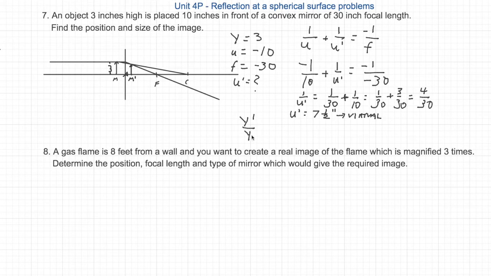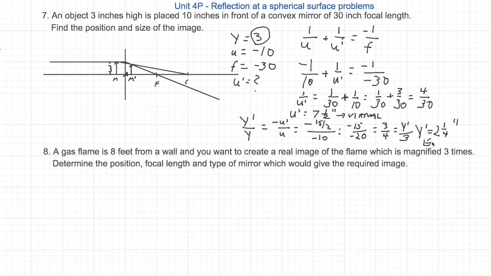Now they want the size, so y prime over y equals negative u prime over u. We'll plug in our values. 7.5 is the same thing as 15 halves. u is negative 10. And we find that y prime over y equals 3 over 4. y is 3. So we find that y prime will equal 2¼ inches, which means it's erect because it's a positive number.